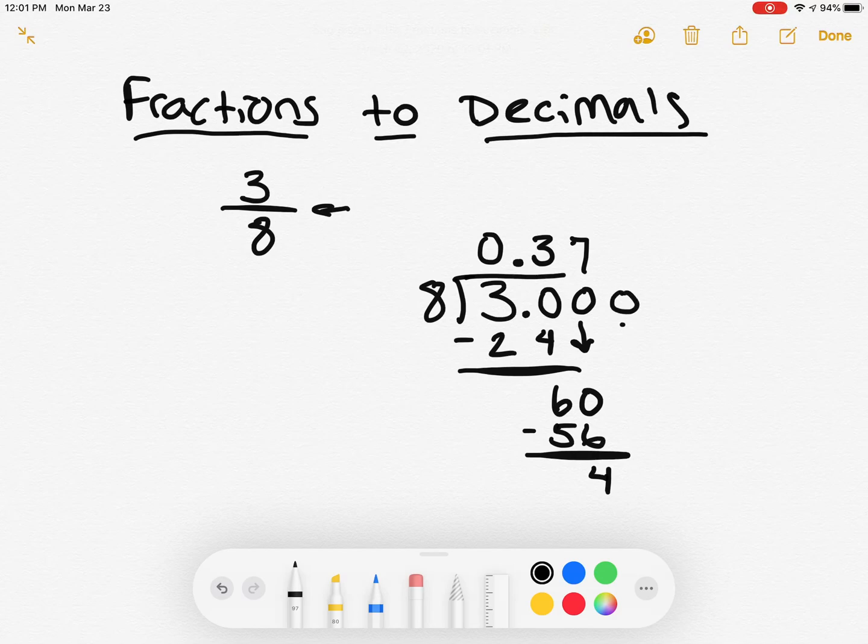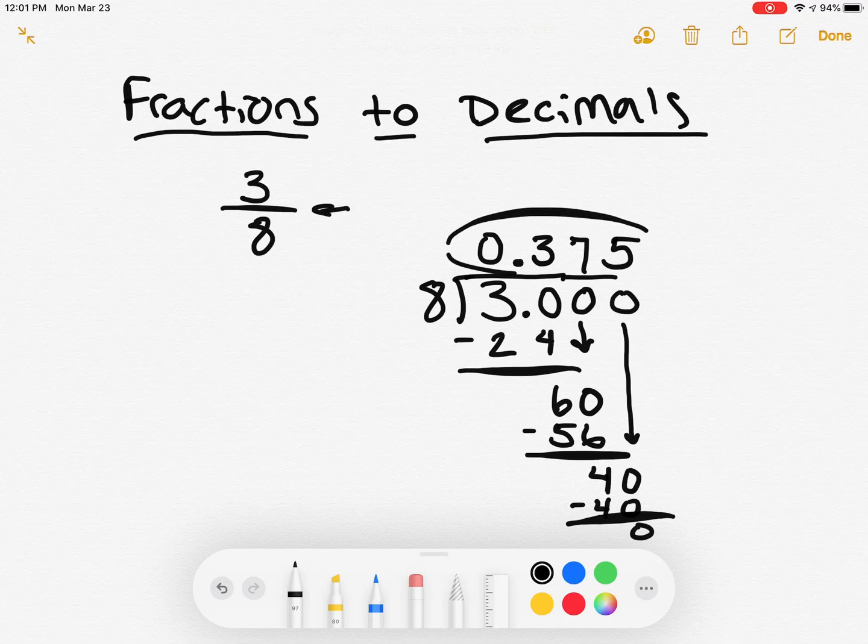Okay, I'm not quite done here, so I'm going to put another 0. Annex another 0 at the end of that number, bring it down. 8 goes into 40 5 times, and it's exactly 40, so I'm left with 0 here, and that means that my answer is 375 thousandths.